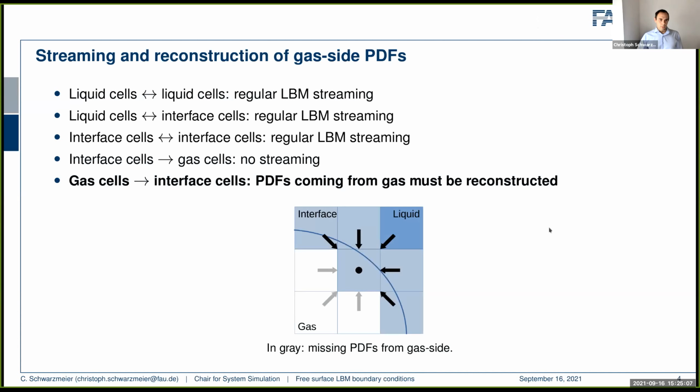So let's have a look at the boundary condition. As I said, streaming is somewhat more difficult here because first of all, we have gas cells, and those gas cells do not have PDFs. However, on the opposite side, we have liquid cells and interface cells. And whenever those cells are involved with each other, then we have a regular LBM streaming operation. But on the other hand, if we have interface cells, then no PDFs can stream to the gas cells, because in the gas cells, we don't need PDFs. But from the gas cells to the interface cells, as shown in the image here, we actually need PDFs. And those PDFs are not available, so shown here in light gray, they must be reconstructed.